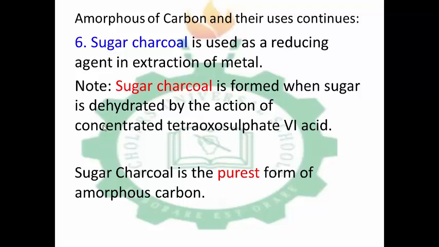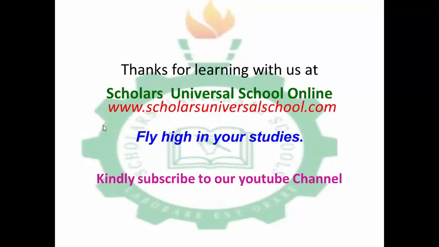We have sugar charcoal. Sugar charcoal is always used as a reducing agent in extraction of metal. Note here that sugar charcoal is the purest amorphous form of carbon. Or what you can say, sugar charcoal is the purest form of charcoal. And it can be formed by dehydrating sugar with concentrated tetraoxosulphate(VI) acid.